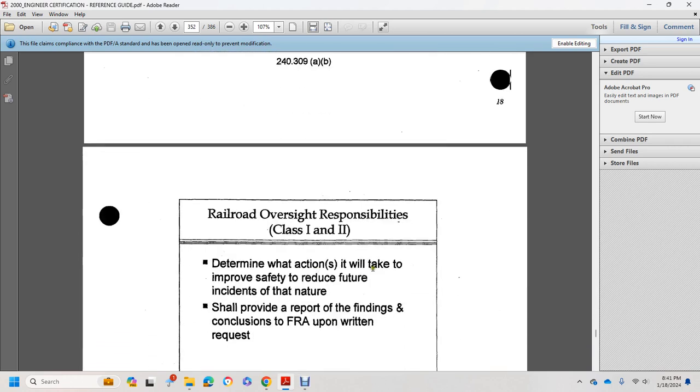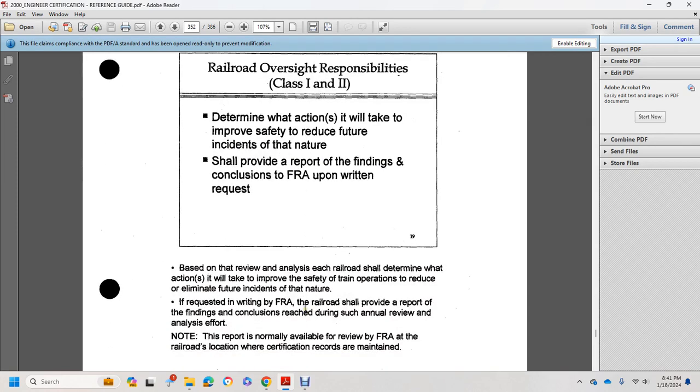Alright, determining whether the action will be taken for the proof of safety to prevent a failure incident of this nature should provide a report of the findings and conclusions to the FRA upon written request. Based on the review of the analysis, each of the railroads shall determine what action will be taken to improve the safety of train operations and reduce or eliminate future incidents of this nature.